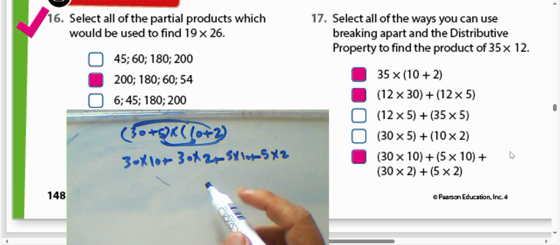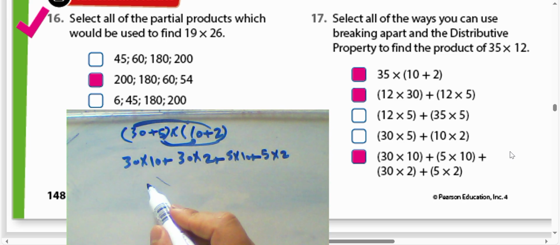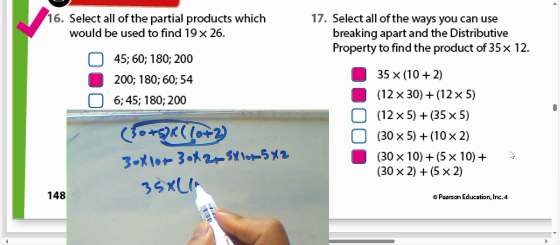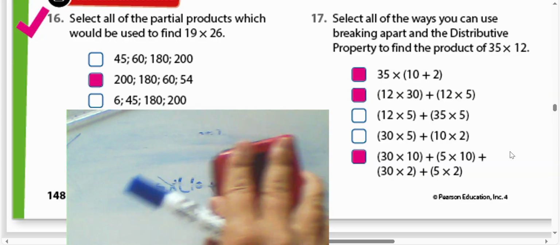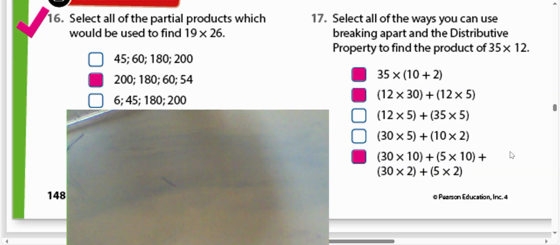Good. Or you can use also 35 multiplied by 10 plus 2. Understood? We have extra method. Choose 1 and 2 and third method. We have fourth method here. Third method, okay?